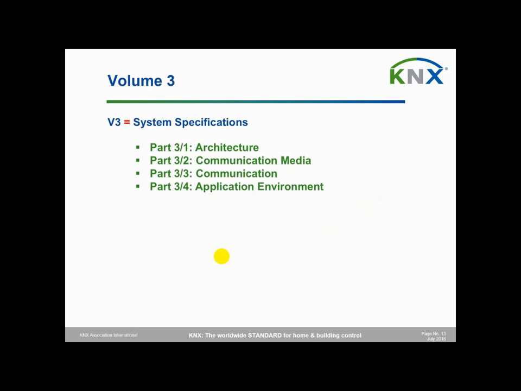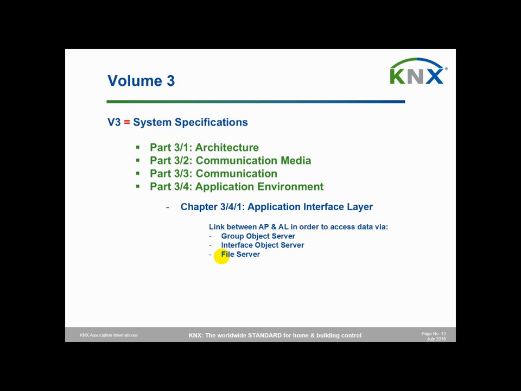Okay, so then the application environment, that's part number 4 of volume 3. And there's only one chapter here, it's called the application interface layer, and the information that can be found here is actually about the link between the application program and the application layer in order to access data. This data can either be available via a group object server, an interface object server, or a file server.